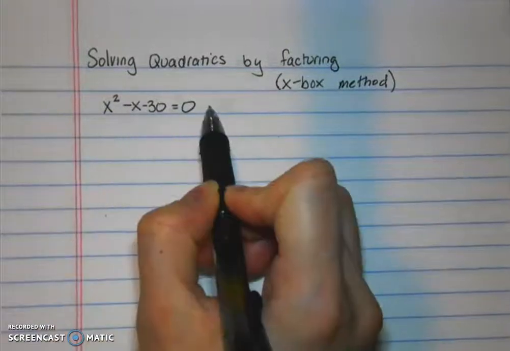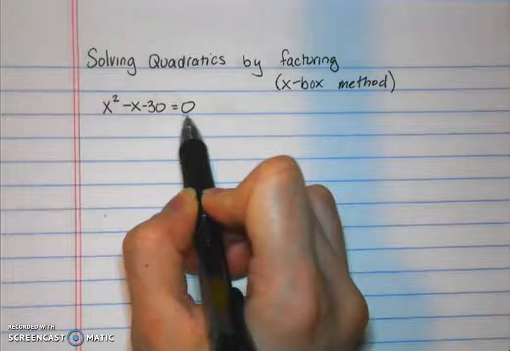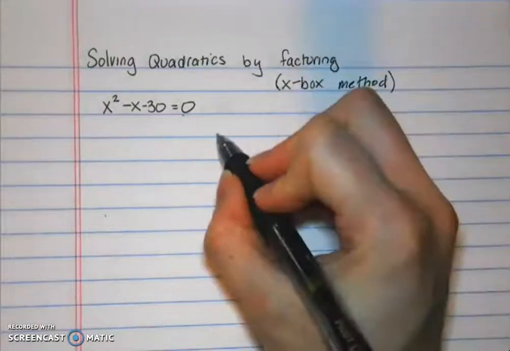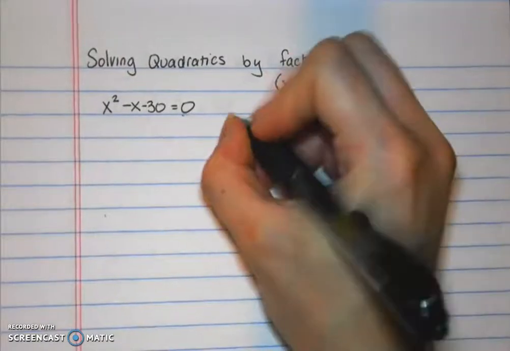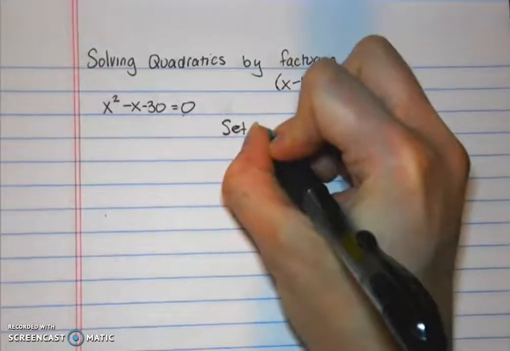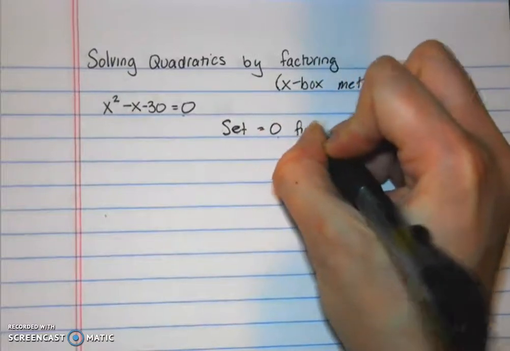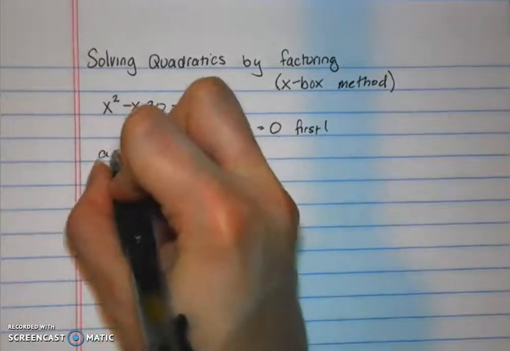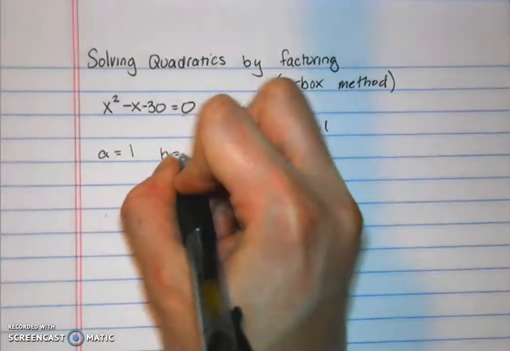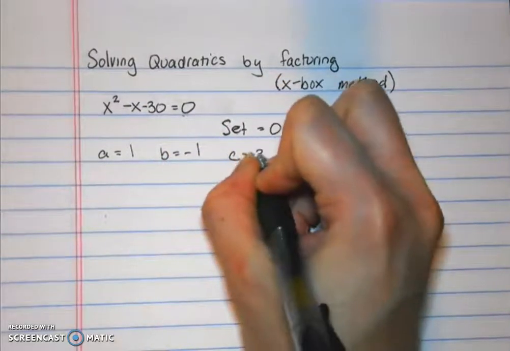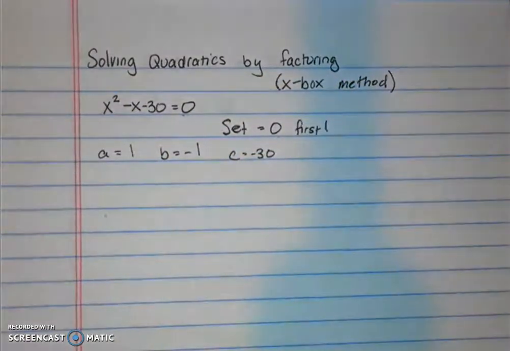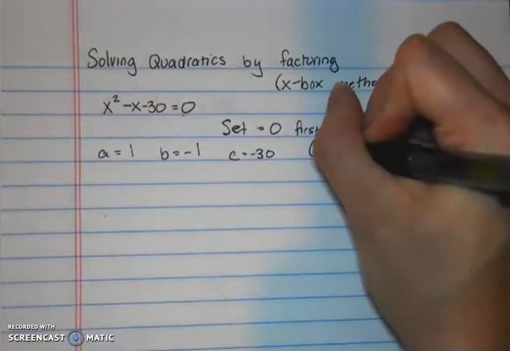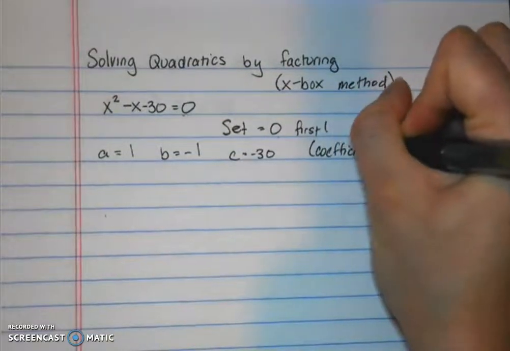So first we have an equation and it is set equal to 0. Sometimes you will have to set your equation equal to 0 first. Since ours is already set equal to 0, we can identify that a is 1, b is -1, and c is -30. Remember, these are our coefficients.